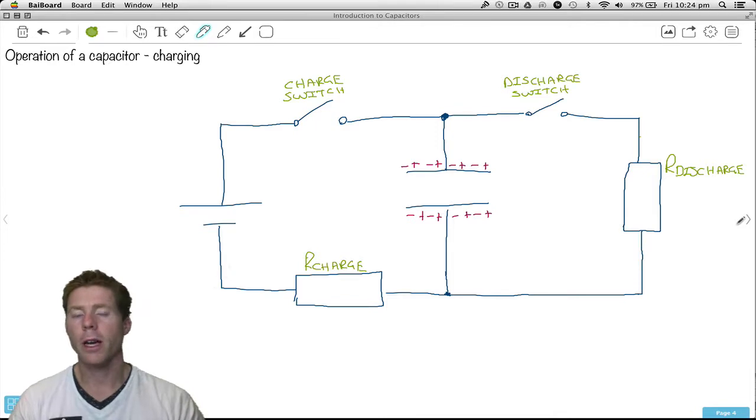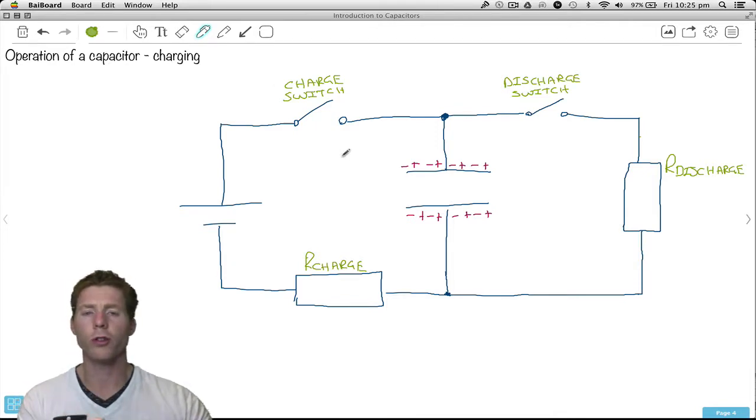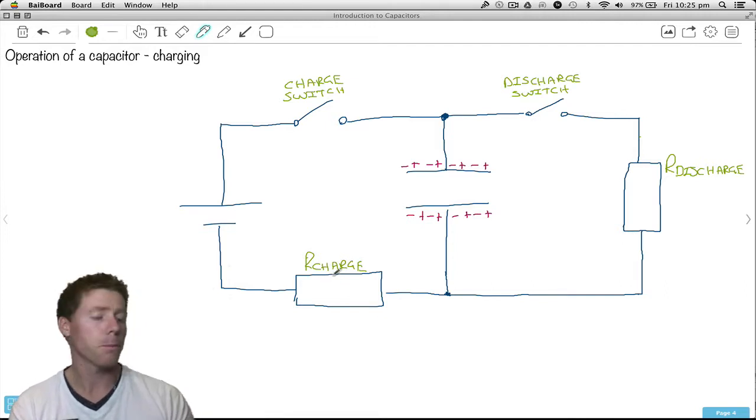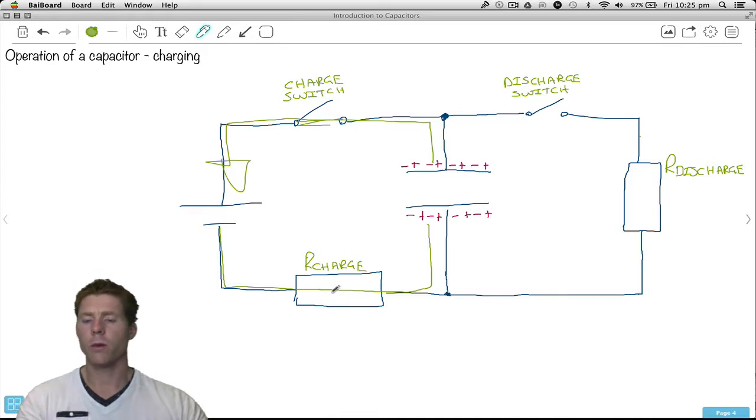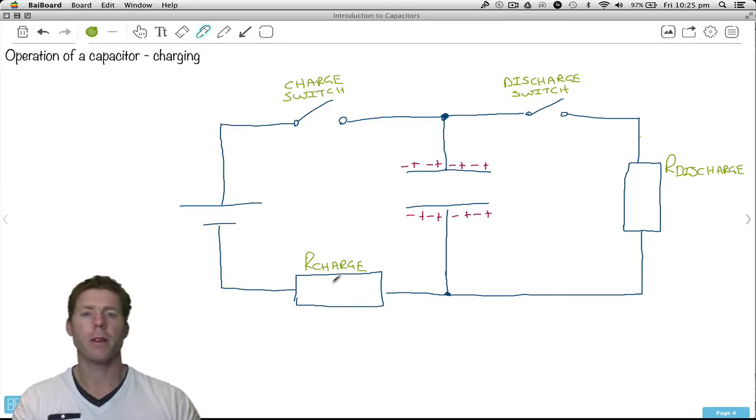But what actually happens with a capacitor? Well, I'll give you a very general intro here, but again, we'll have some more videos later on that go into some calculations. What I've got here is a resistor. That's called the R charge, or the charge resistor. When we flick this switch here, we're going to have electrons flowing this way, and that resistor there is going to limit the amount of current. So we can actually slow down the charging speed with that one.